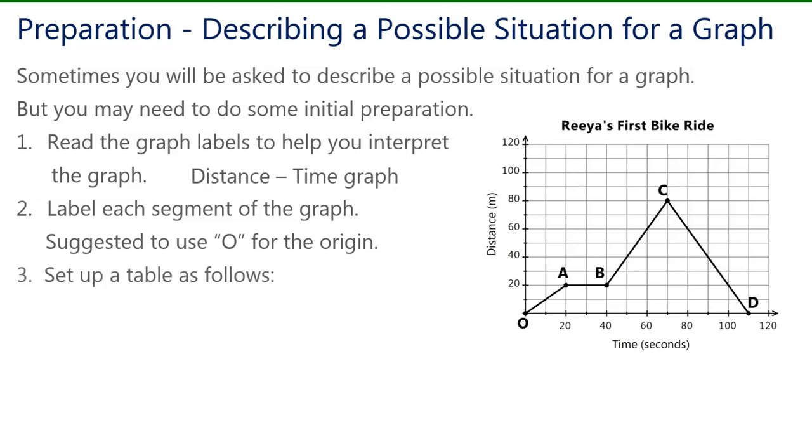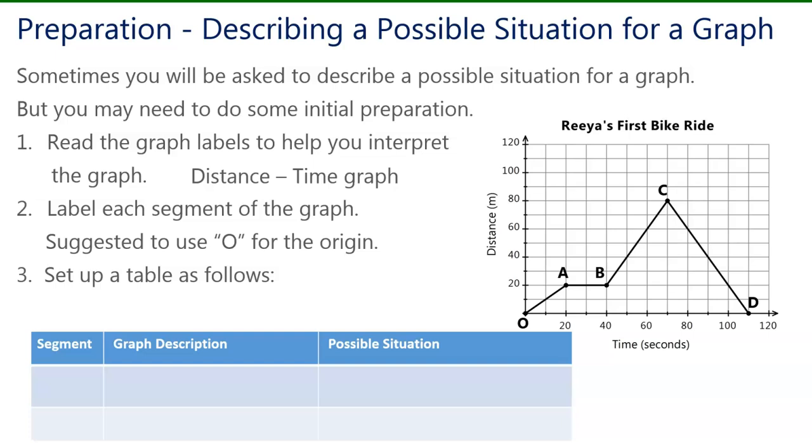Set up a table as follows with 3 columns, one for segment, graph description, and a possible situation. For example, segment AB, the graph is horizontal, so as time increases, the distance remains constant. There's your description of the segment.